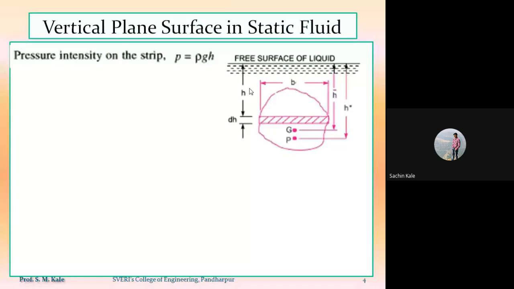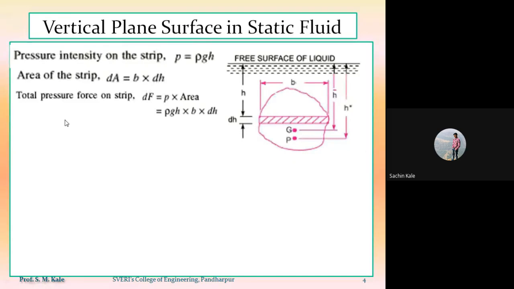So here, if I want to find out the pressure force acting on that small elemental strip, then I am going to multiply that pressure intensity by the area of that strip. Area of strip is nothing but b into dh, because width is b and height is dh. So if I multiply pressure intensity by area of strip, I will get the pressure force acting on a strip. So dF is nothing but rho g h into b into dh.